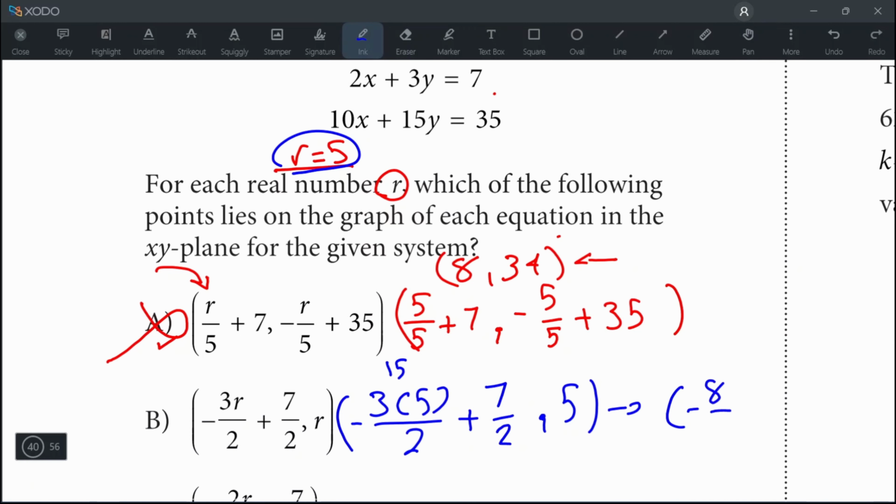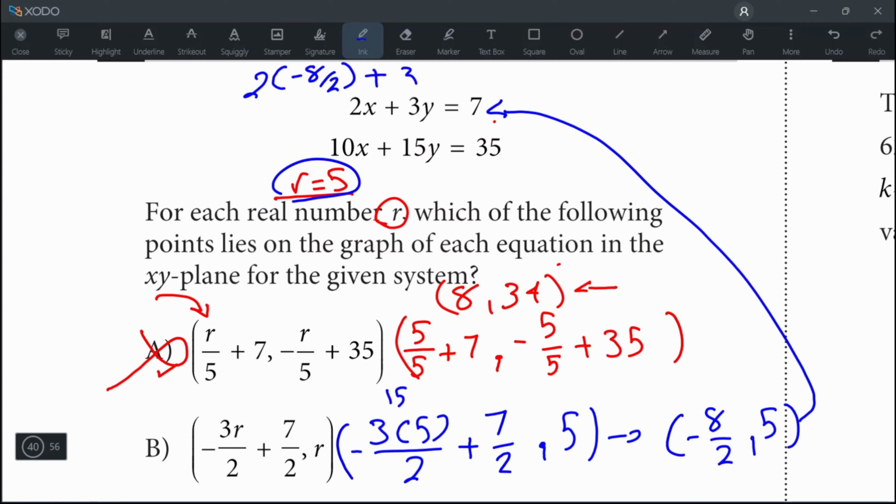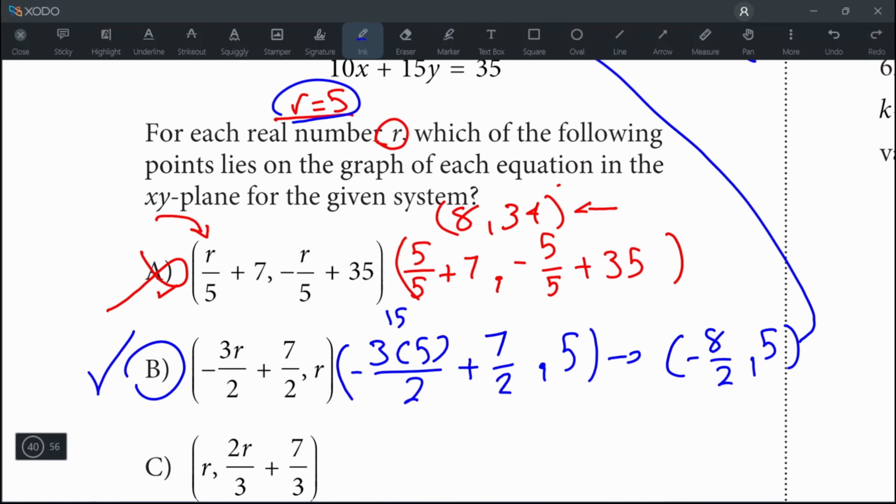Next step is plugging that into the first equation given. So we will have 2 multiply negative 8 over 2 plus 3 multiply 5. 2 multiply negative 8 over 2 is equal to negative 16 over 2, and 3 multiply 5 is equal to positive 15. Negative 16 over 2 is equal to negative 8 plus 15 is equal to 7. So as you can see, these values got us the correct outcome, which is 7. So answer B is a correct answer.